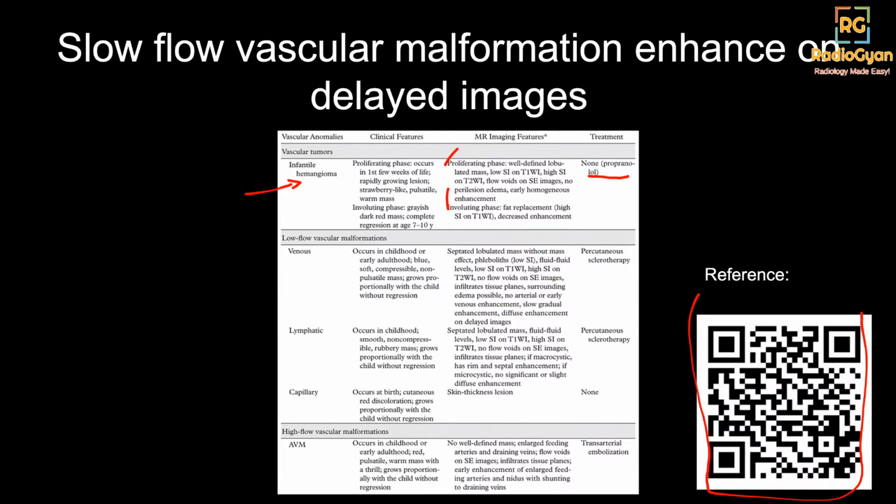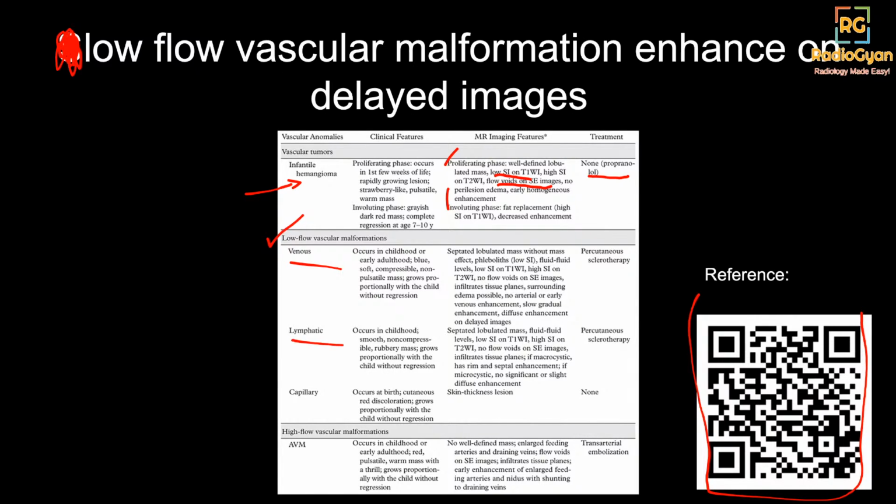What we see is a well-defined mass which is low signal on T1, as most pathologies, and we'll see flow voids on spin echo sequences, that is our routine T2 weighted images, and there is no perilesional edema, and the enhancement is early enhancement. Now moving on to malformation. So this should be low flow rather than slow flow.